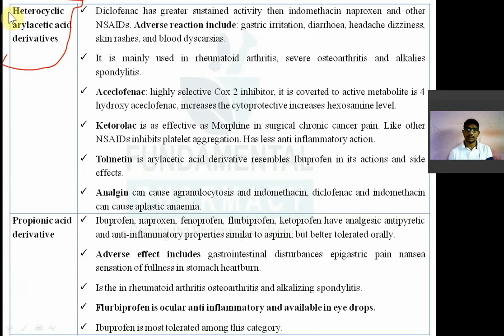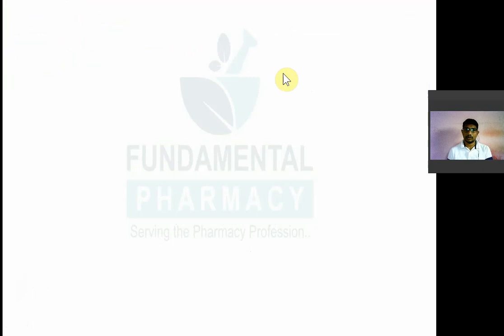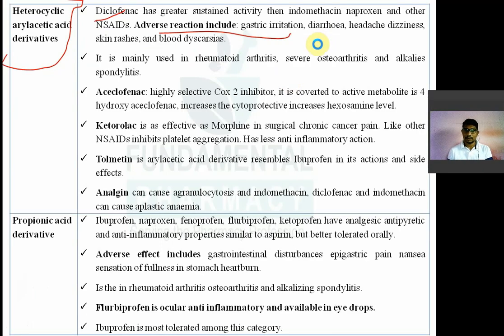In this arylacetic acid derivative category, you have diclofenac. Diclofenac has a greater sustained activity than indomethacin, naproxen, and other NSAIDs. The adverse effects include gastric irritation. It will cause hyperacidity, and that's why diclofenac is combined with either ranitidine or omeprazole. Other adverse effects are diarrhea, headache, dizziness, skin rashes, and blood dyscrasias. It is mainly used in rheumatoid arthritis, severe osteoarthritis, and ankylosing spondylitis.